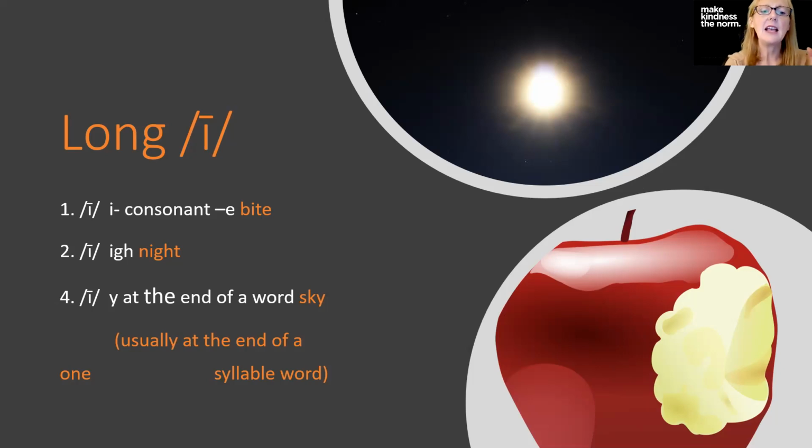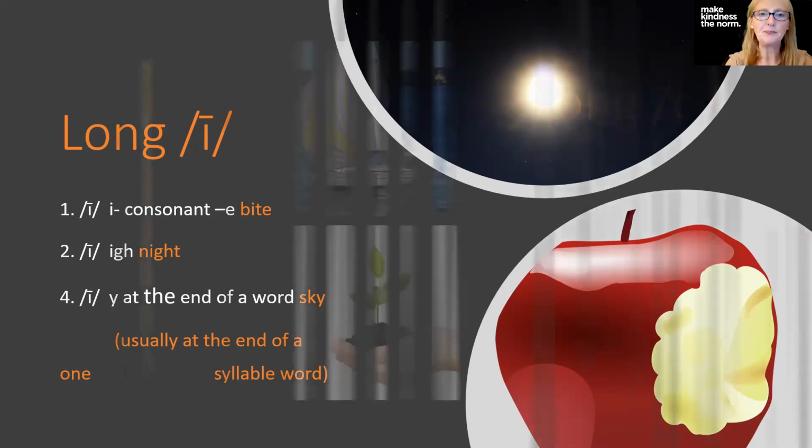The I using a Y at the end of the word, like the word sky or my or by. This book was written by this author. Usually at the end of a one-syllable word, there are times when it can show up at the end of a word that has more than one syllable.